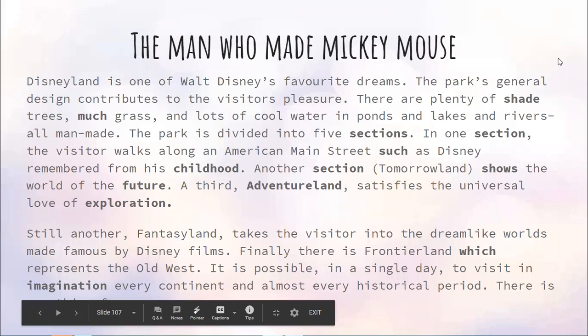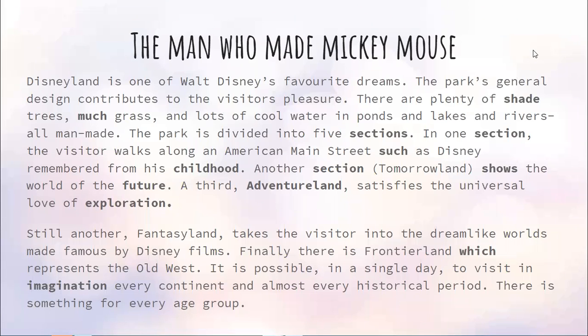Disneyland is one of Walt Disney's favorite dreams. The park's general design contributes to the visitor's pleasure. There are plenty of shade trees, and much grass, and lots of cool water in ponds and lakes, rivers, all man-made. The park is divided into five sections. In one section, the visitor walks along All-American Main Street, such as Disney remembered from his childhood.